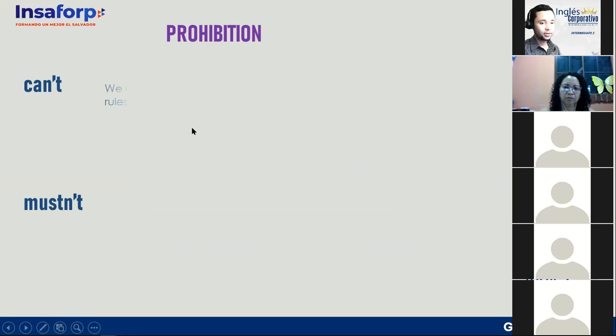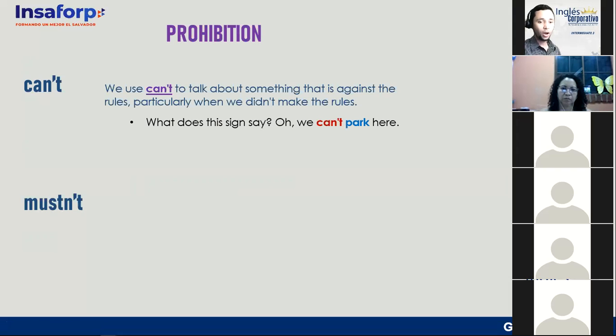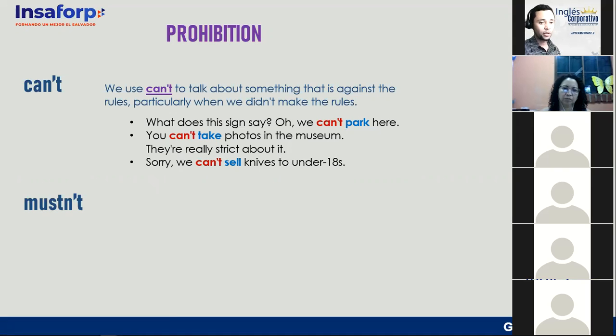You use can't. We use can't to talk about something that is against the rules, particularly when we didn't make the rules. Examples: What does the sign say? Oh, we can't park here. You can't take photos in the museum. They are really strict about it. Sorry, we can't sell knives to under 18s.